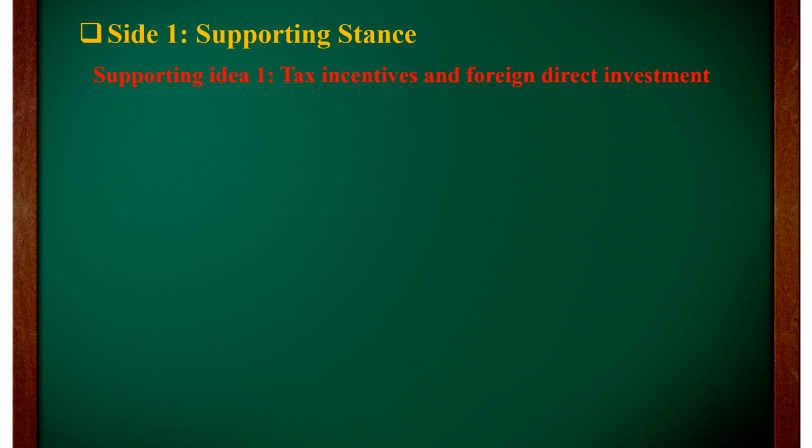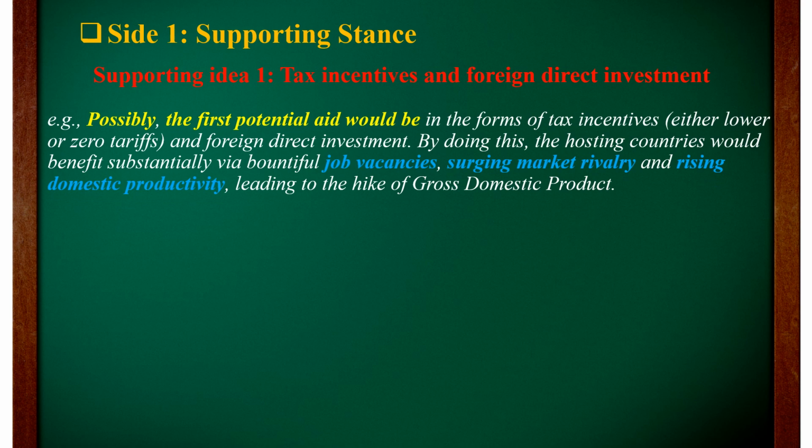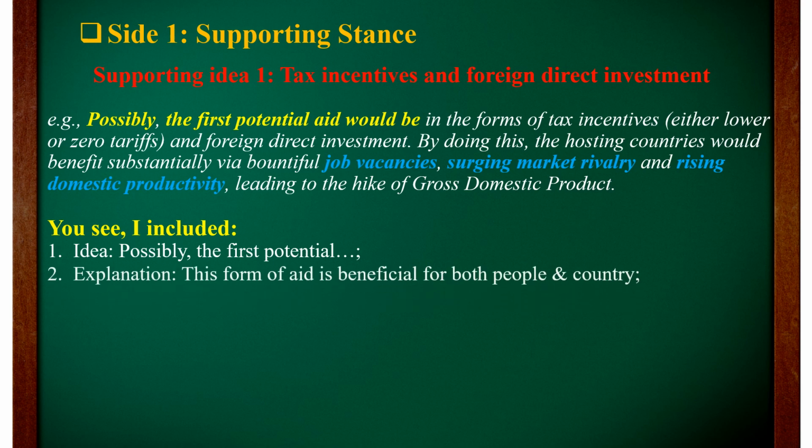The first supporting idea is tax incentive and foreign direct investment. Let's have a look at my example. As you see, I firstly introduce the idea by simply using a clear opening. Possibly, the first potential act would be, this is such a clear message to guide the reader what I was about to introduce. Then I began to explain why the idea is good for both local citizens and country economy.